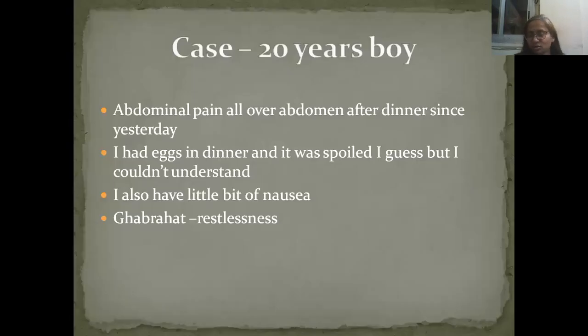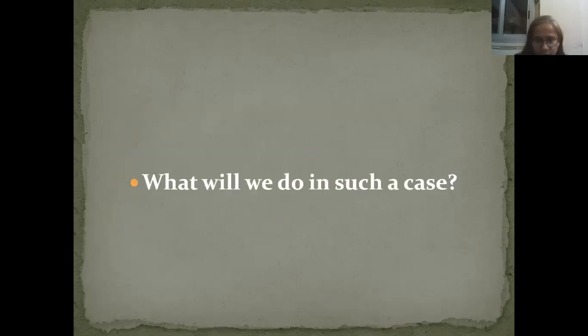Next case. So this was also a very interesting case. This boy, 20 years old, male, he had abdominal pain all over the abdomen. It was a very acute case, and when he came to me, I remember it was a very bad condition. He was in so much pain, and he told me, he said, doctor, yesterday I had my dinner, and after that this pain started. I had eggs in the dinner, and I guess it was spoiled. So he had this spoiled food in his dinner, and after that it started. And he had a little bit of nausea and a little bit of restlessness, obviously because of the food poisoning.